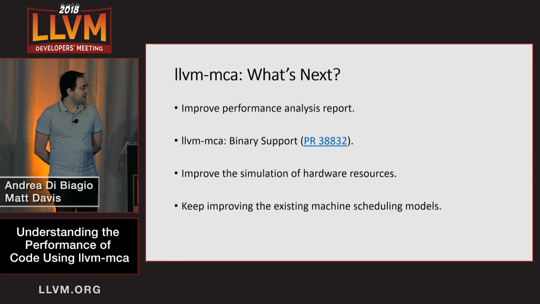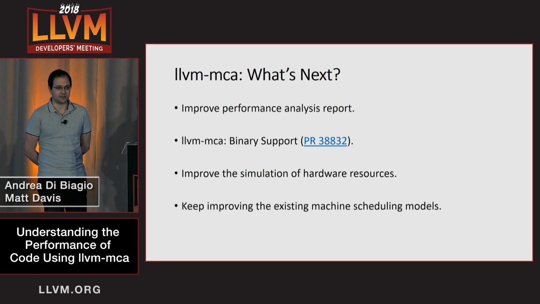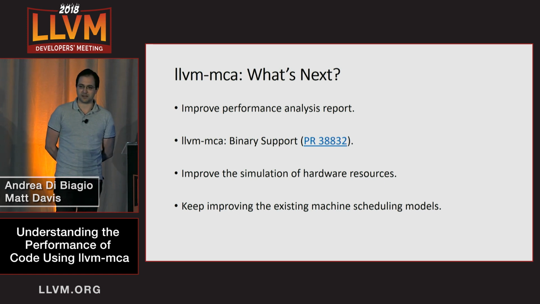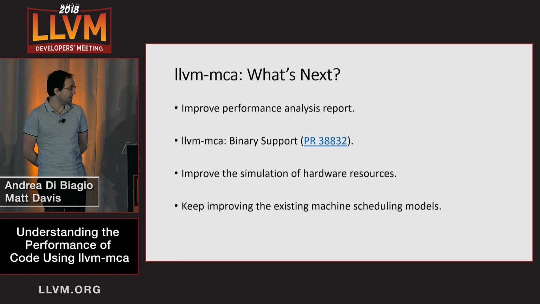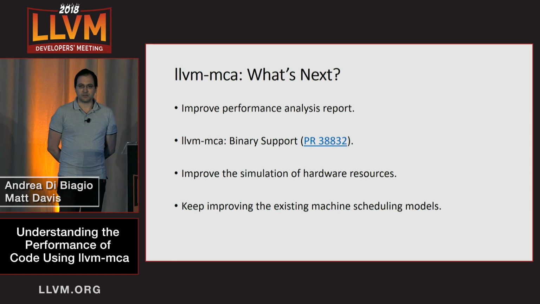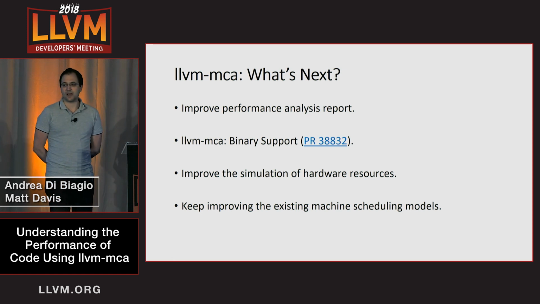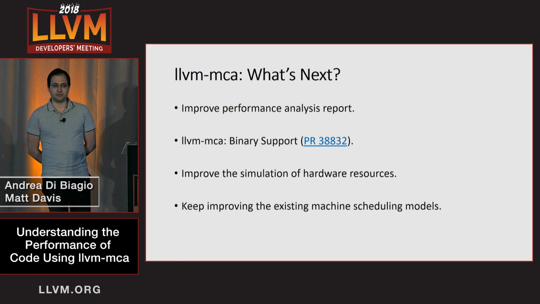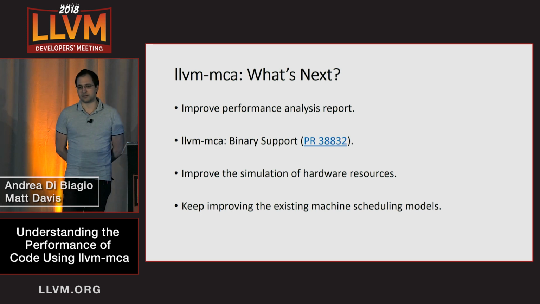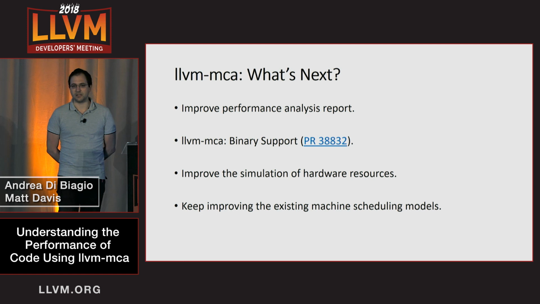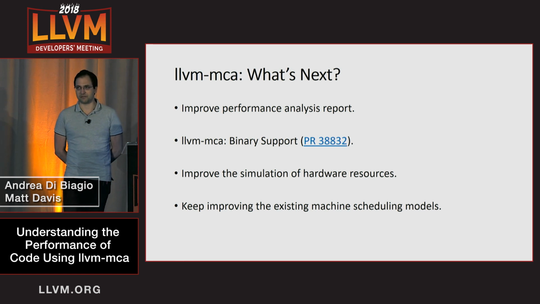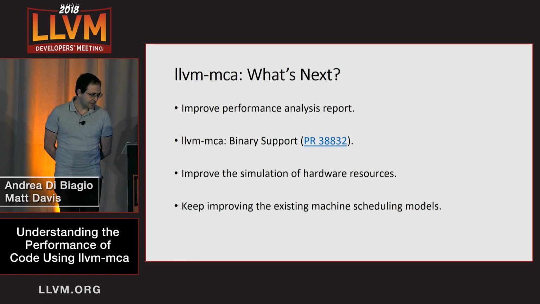And then there is another bit of work where Matt is working on this, and this is the adding binary support to MCA. At the moment, as you saw from the initial example, the code is passed in input as an assembly block of code. But we would like to add support for binaries too. And that poses a lot of questions, such as, okay, how do we identify the blocks of codes that we want to have analyzed by MCA, and so on. And Matt has a prototype for this. He will be sending it upstream after the conference, along with an RFC.